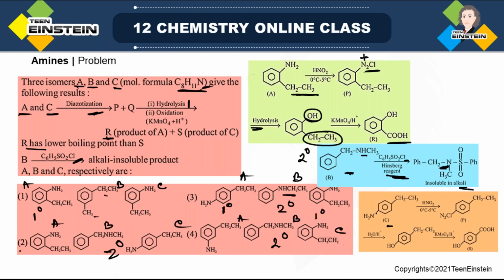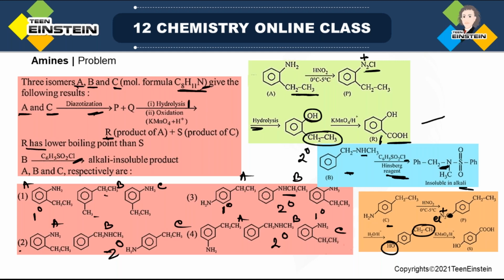Suppose this is C, this is 4-ethylaniline. Same thing you are doing, N2+ Cl- is produced. Actually Cl should be written like this; there is a bond with nitrogen, not with Cl. Then with H2O, H+, this N2+ Cl- is converted to OH, and finally the oxidizing reagent is converting this ethyl group. Same thing, same observation as you have seen in the first box.